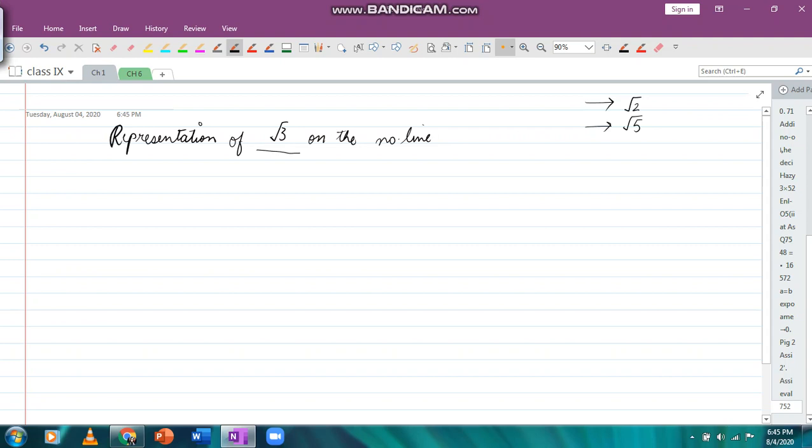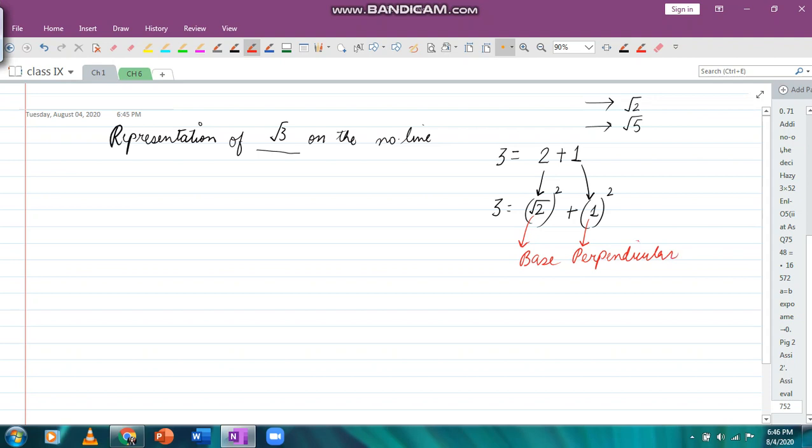So what I want to do is write down 3 as the sum of 2 and 1. 2 can be written as the square of under root 2 and 1 can be written as the square of 1. So this is what I want to consider. I would be taking these values inside the roots as the base and the perpendicular for my right triangle.